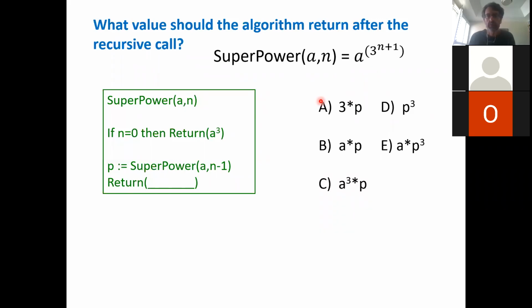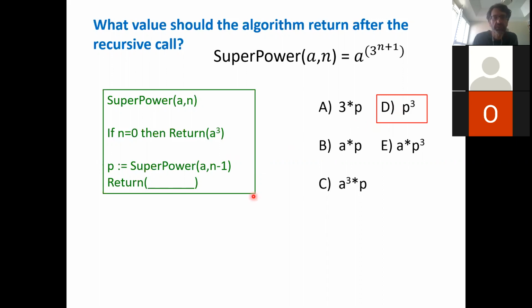Again, in the chat somebody said, okay, think a little bit, maybe do it on a piece of paper. Try to derive this. Again, the recursive call P is a to the 3 to the n. Okay, so you think, yes, well, no, this is the proper answer.